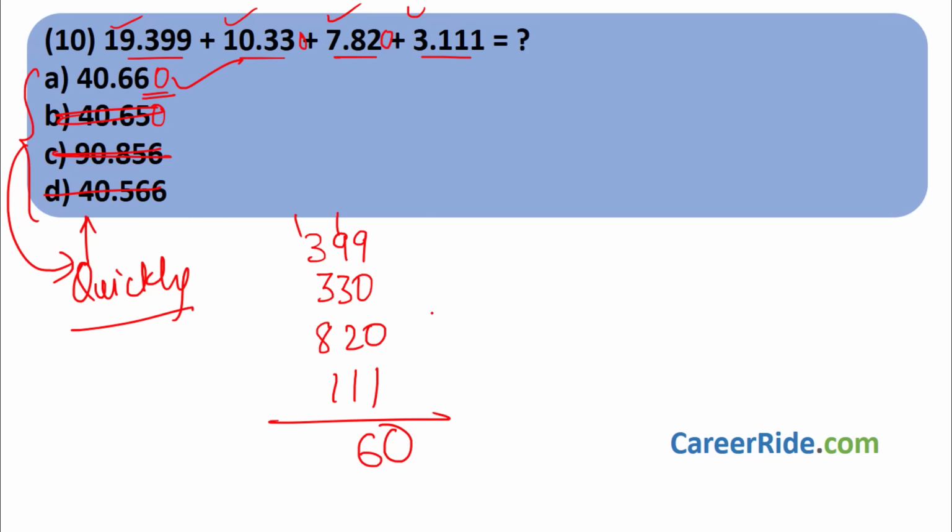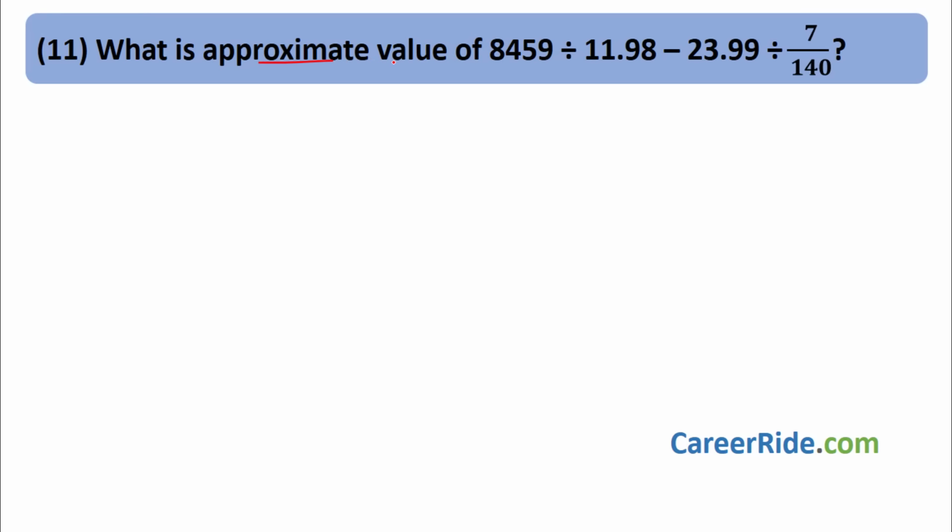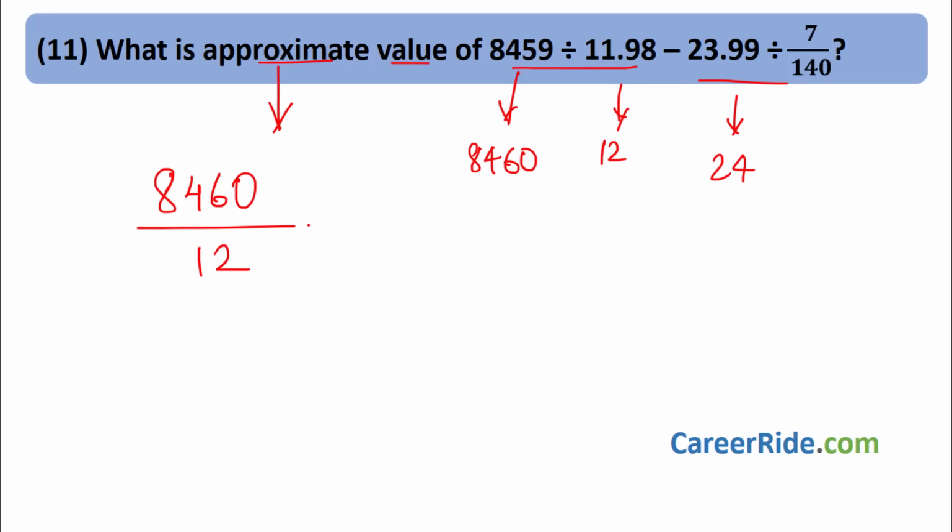Moving to next question. What is the approximate value of 8459 divided by 11.98 minus 23.99 divided by 7 upon 140? Now they want the approximate value. So while calculating also we can consider approximate values. We can take 8459 as 8460, 11.98 as 12, 23.99 as 24. Okay, and let us calculate: 8460 divided by 12 minus 24 divided by 7 upon 140.